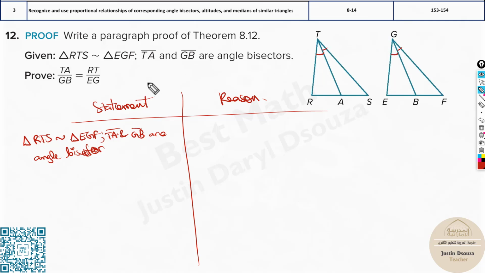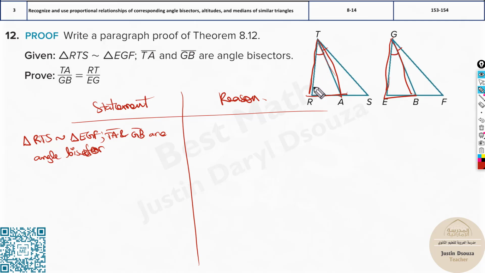So what do we have to find now? TA, where is TA? This angle bisector line divided by GB is equal to RT, one of the sides, and EG. So we are mainly dealing with this, this, and this. Over here also, the left side. Left triangle. I hope that's clear. So we have to focus on this part.